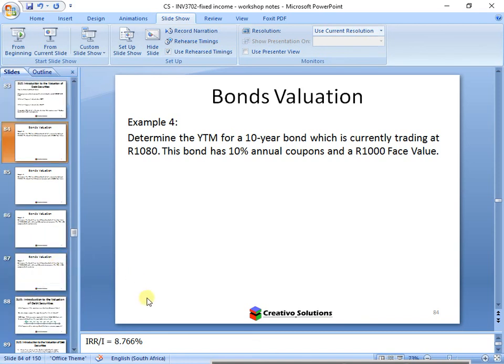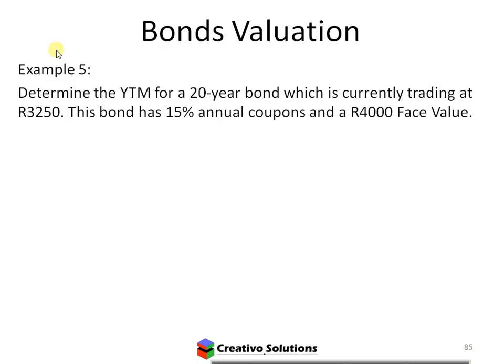So 8.76. Very good. Great, you've got it. 8.766 is the I. That's the yield to maturity. So if I had to hold this bond for the full 10 years, buying it at 1080 and selling it later, or receiving the proceeds, that amounts to an 8.76% yield. Okay, number 5, looking for another yield.